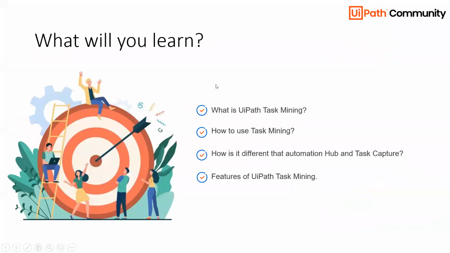Now, let me move on to the next slide. So what are we going to learn? Before I jump into that, let me tell you, task mining allows a customer to record the actions of selected users and analyze all that data. It's going to be fun because I am going to do it live in this session today, and we are going to look at how it can be used. First of all, we have seen what UiPath task mining is. We will look at how we can use it, and how it is different from Automation Hub and Task Capture, which is the most asked question to me on UiPath task mining. Then we will talk about the features of UiPath task mining.